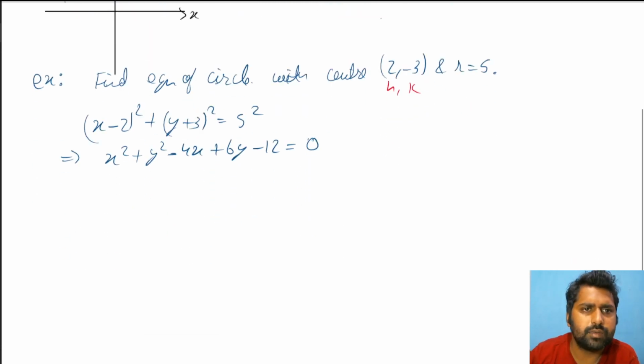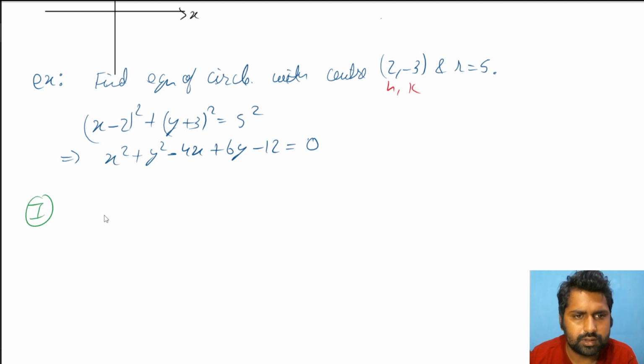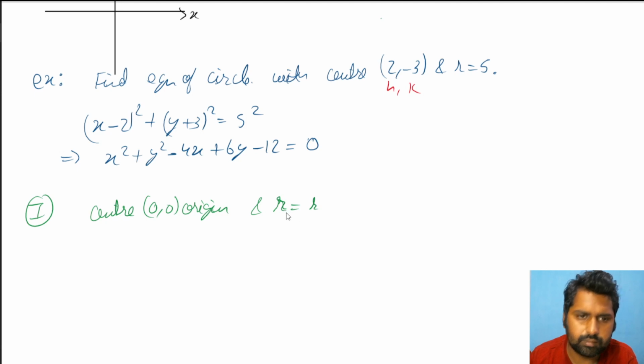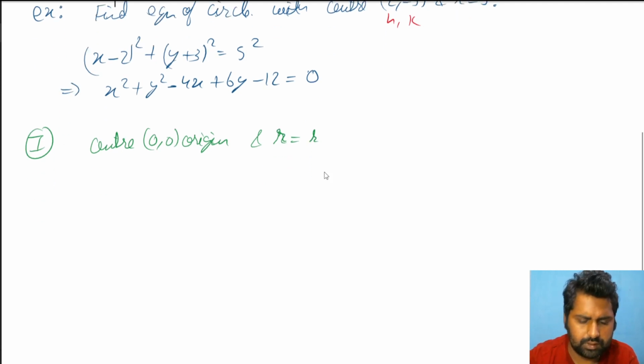Now let's look at some of the particular cases. The first case is, suppose you have center at 0 comma 0, means origin itself, and radius is r. Or, if you want to avoid the confusion, let's say radius is the value a.